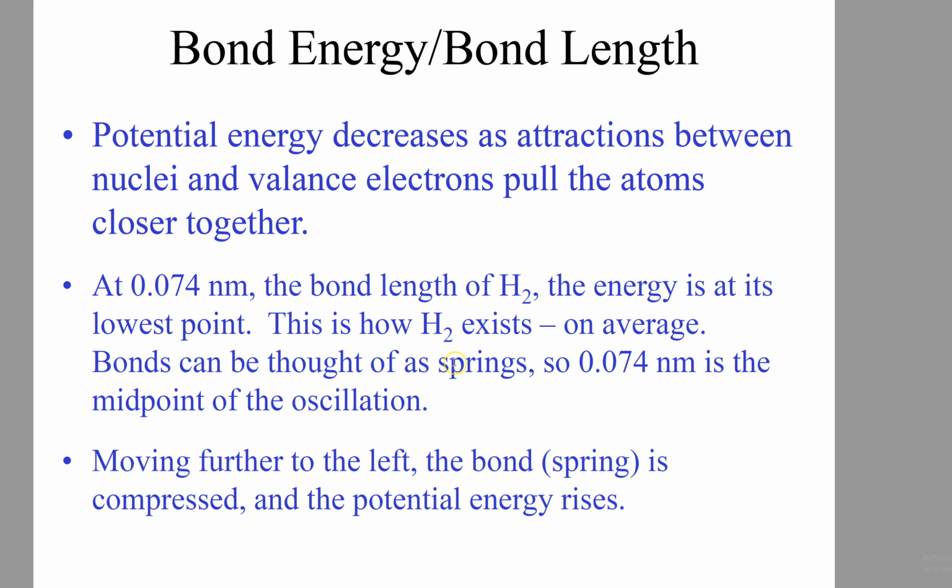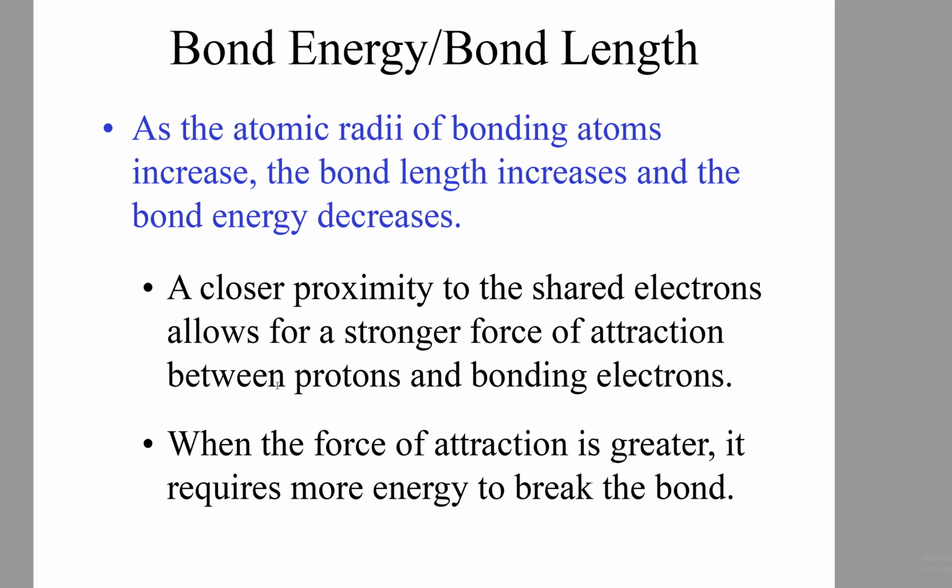So if you think about bonds, they can be thought of as springs. They're not really consistent, meaning that they're not static. These bonds are actually going to be at the midpoint of that oscillation. So they're kind of going back and forth like one of those slinkies, you want to call it. And 0.074 is going to be the optimum part. Now, the further you move to the left, the spring is compressed and the potential energy rises. So basically looking at that chart again.